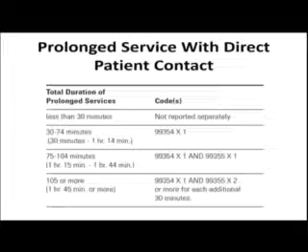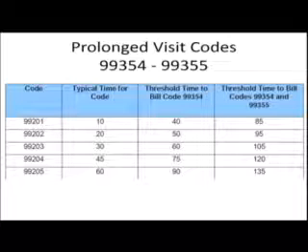So this code, 99354, is based on an hour. You have to spend at least half of that time, 30 minutes, before you can bill the code. And here you can see how you bill it. If you have 30 minutes or more, then you can bill the 99354 code, and then the code for each additional 30 minutes is 99355. You can look at how much time you spend and figure out how many units of 99354 and how many units of 99355 you can bill.